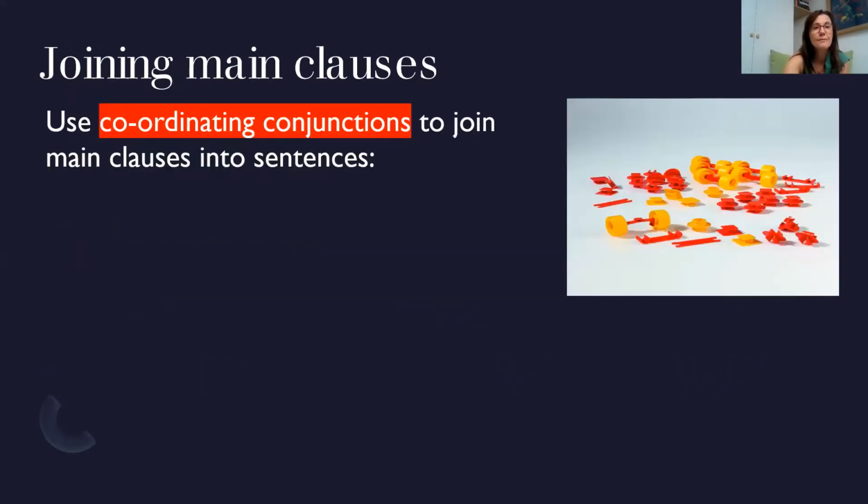Okay, moving on. Joining main clauses. Use coordinating conjunctions to join main clauses into sentences. So the joining pieces in a Mobilo model, these little red pieces in the diagram, the circular pieces that join the cubes together, I want you to think of these as the coordinating conjunctions. They are the conjunctions that join one main clause to another main clause, or they add a main clause into a sentence. So let's have a look at them.